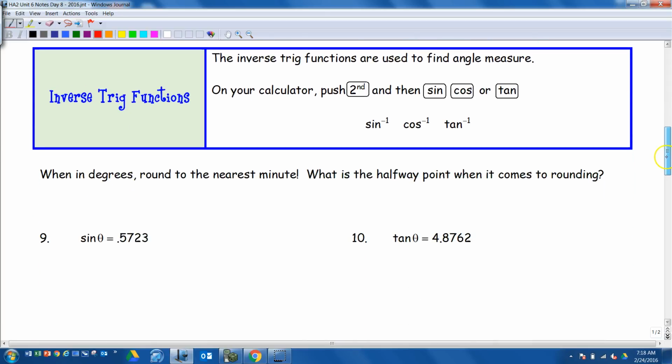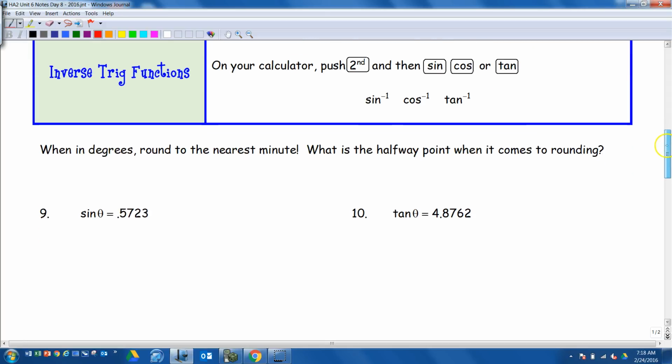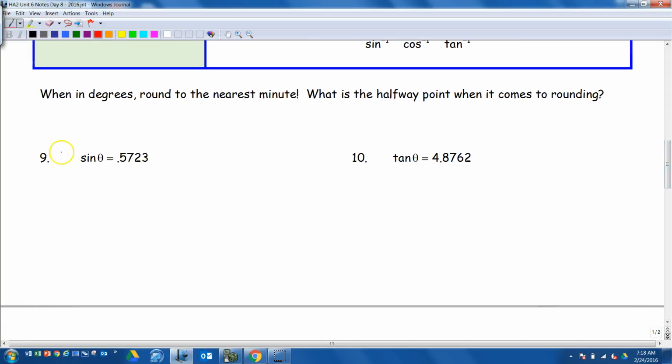Now we're going to find the angles, which is using inverses. So we're going to inverse both sides to solve for theta, because to get rid of a sine you have to sine inverse. They cancel each other out. So we get theta is equal to sine inverse of this ratio. It's basically asking what angle, it's a reverse of what we just did up above. What angle has a sine ratio of 0.5723? Same thing for this one. Theta equals tan inverse of 4.8762.